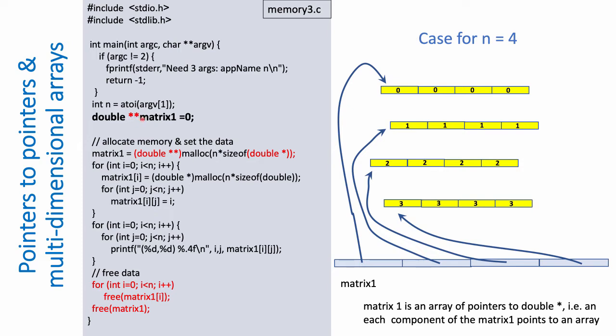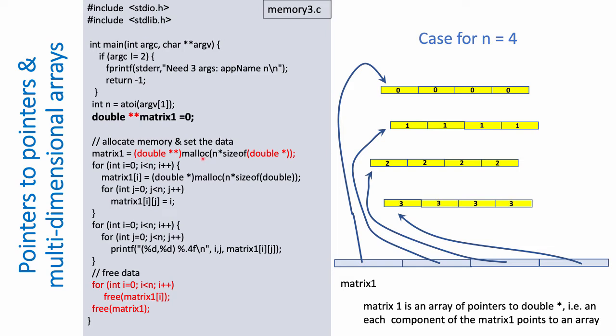So what is a pointer pointer? Matrix 1 is a pointer, so it's an array of something. So here is matrix 1, and what is it an array of? It's an array of pointers to arrays. So here's matrix 1. The first component is a pointer, it points to an array. The second component is also a pointer, it points to a second array. It's a different array.